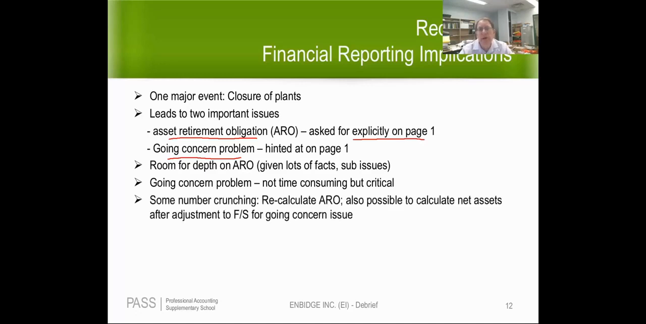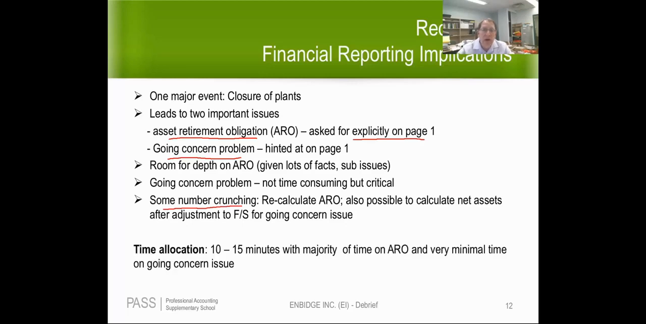Now, the ARO theme of the day, the ARO had some number crunching. You don't have to answer this one, but I'm hoping how many of you guys attempted to do some number crunching. Everybody should have attempted to recalculate the ARO. So, 10, 15 minutes, but 10 for the ARO, 5 for going concern. Most of the time ARO, and you can still play with that.